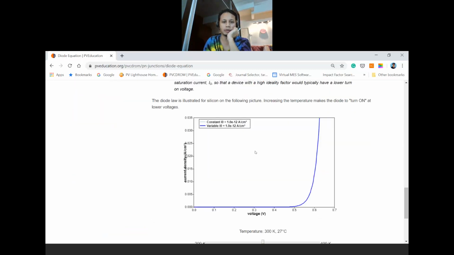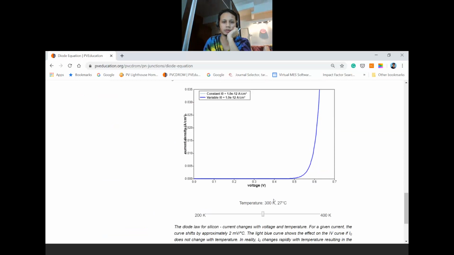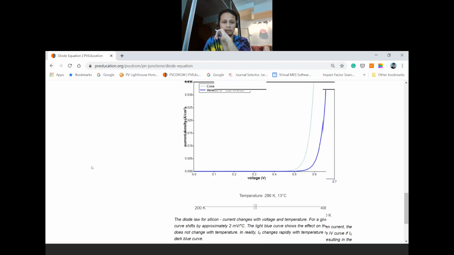You can also play with what's here. You can also look at the temperature. So if you go towards high temperature, for example, now it's 300 Kelvin, you can see how the curve changes, and you can also go to the low temperature to see how the curve changes, right?